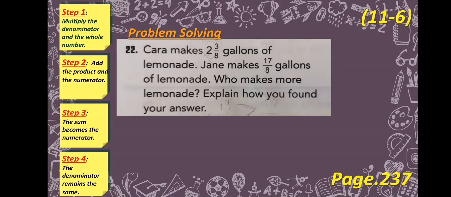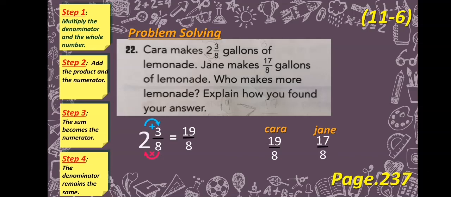I choose to convert 2 and 3 over 8 into an improper fraction. 2 times 8 equals 16 plus 3 equals 19. So the answer will be 19 over 8. Now let's compare. Cara made 19 over 8 and Jane made 17 over 8. We have a like denominator, so we will compare the numerators. 19 is bigger than 17, so Cara makes more lemonade.